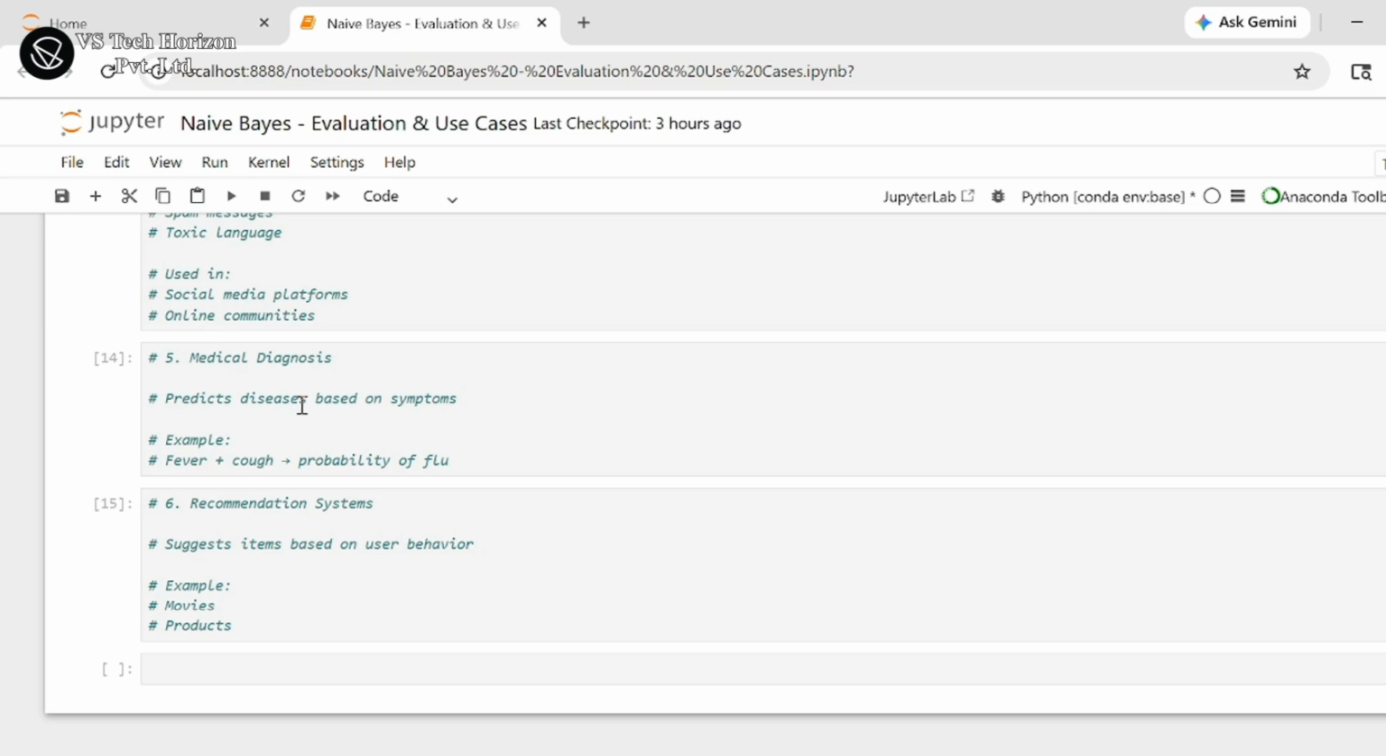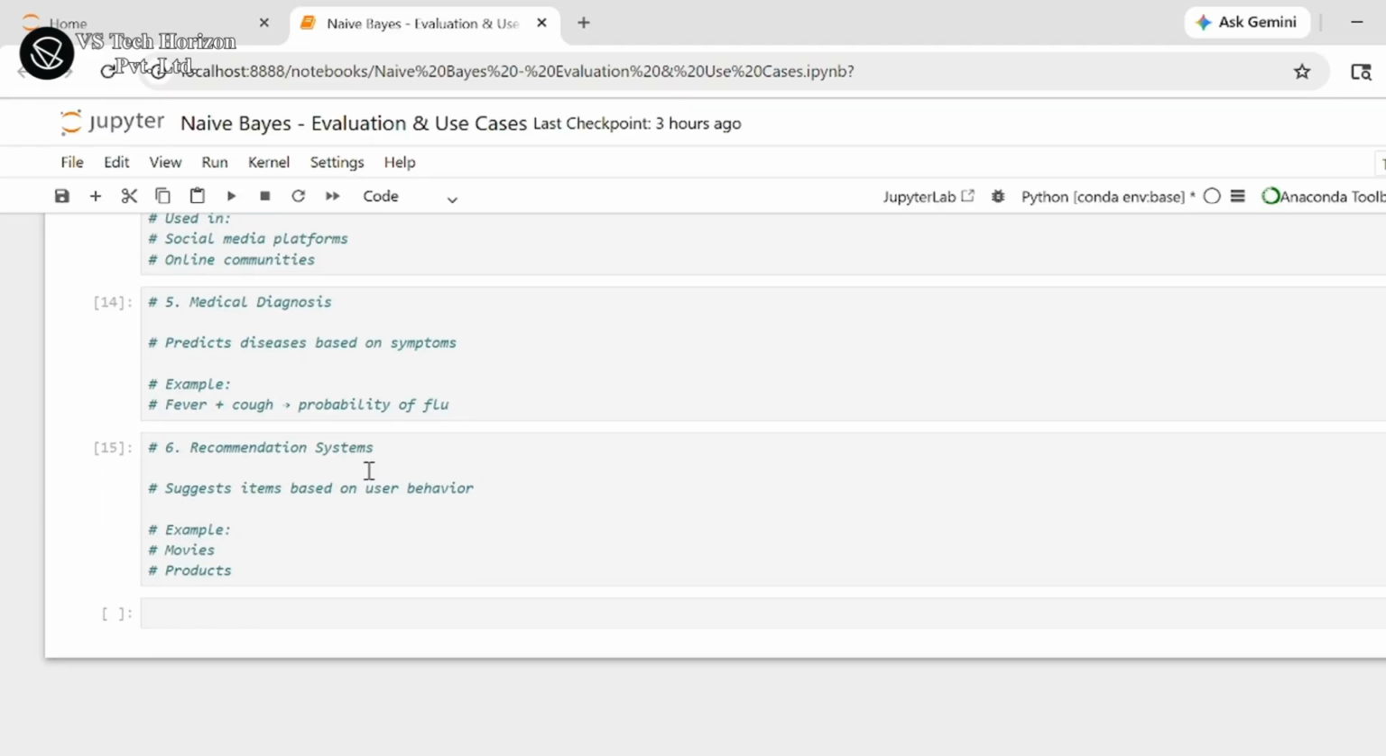Next use case comes under medical diagnosis, where naive-Bayes can be used to estimate the probability of disease based on symptoms, providing a simple approach for basic medical prediction. For example, a person with the symptoms of fever and cough has a probability of having the flu.